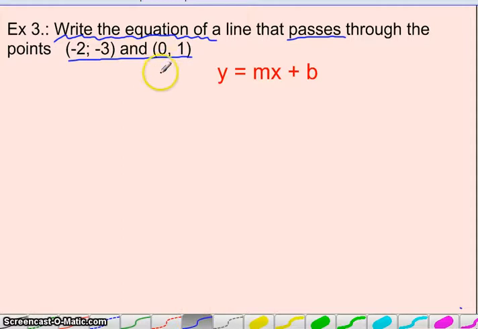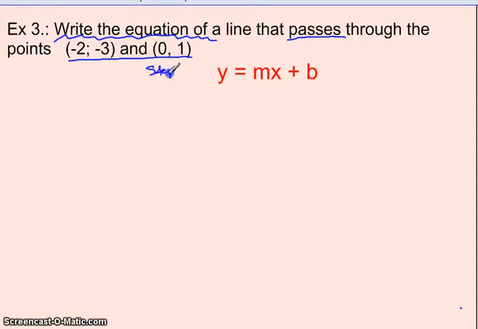So your step number 1 will be writing that equation in general form. Now let's take a look at the information that we need to complete this equation. We need to find the slope and the y-intercept.